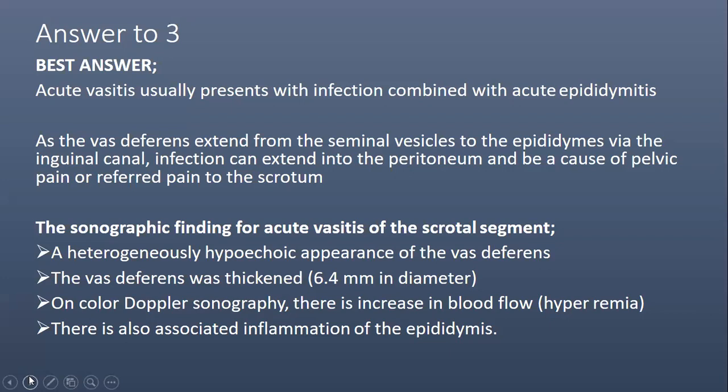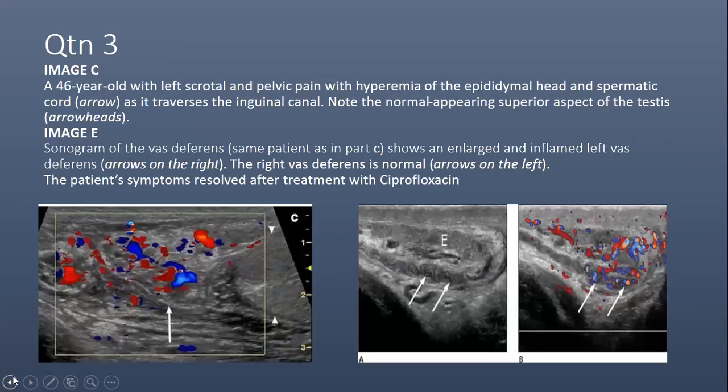First, go back to question 3. So you can see that E, the normal, which is on the right, appears normal, but this other one has increased flow. This was at the level of the inguinal canal. So usually it occurs with inflammation of the epididymis, and you can see on your left image that the epididymis is this other one with arrows, and the vas deferens on the other side are the ones having increased flow. Okay, we can go to the next slide.